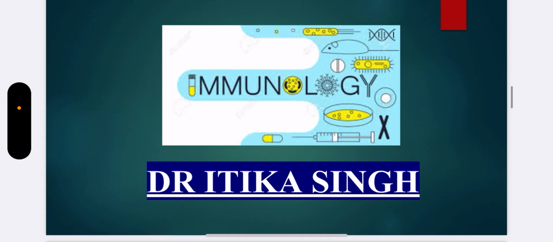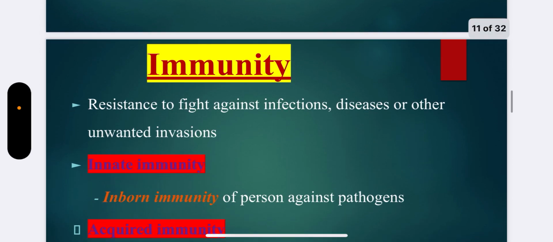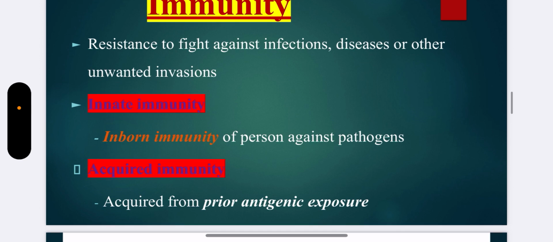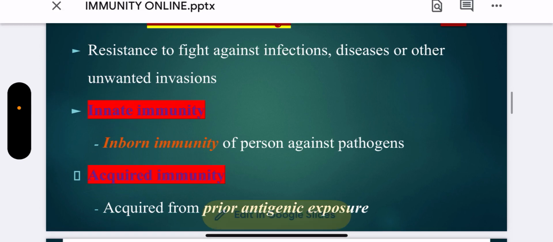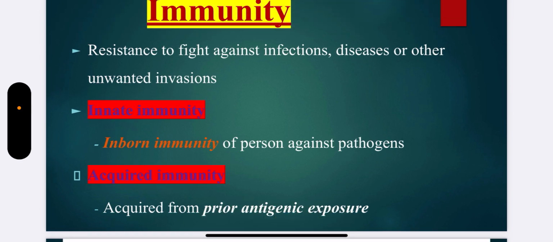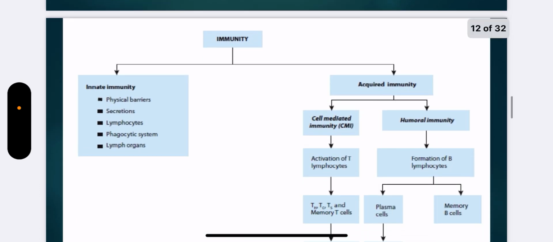Let's begin with immunity. What is immunity? It is the resistance of the body to fight against infections, diseases, or other unwanted invasions. It can be of two types: innate immunity, that is the inborn immunity of a person, and acquired immunity, that is acquired from prior antigenic exposure.